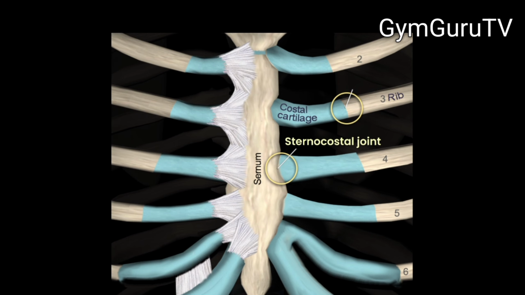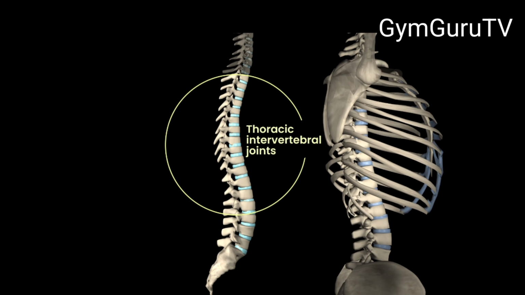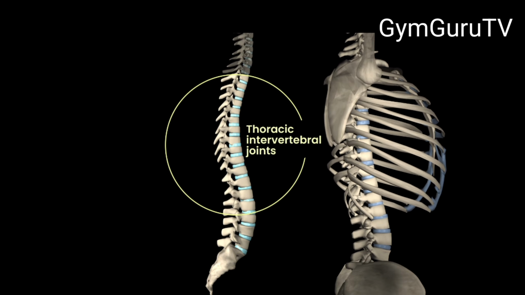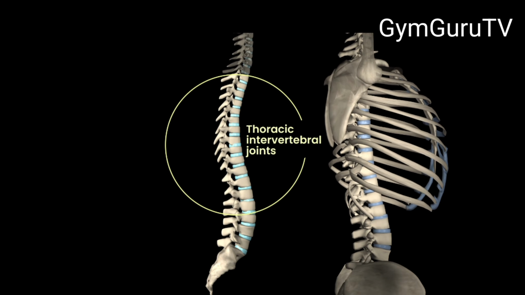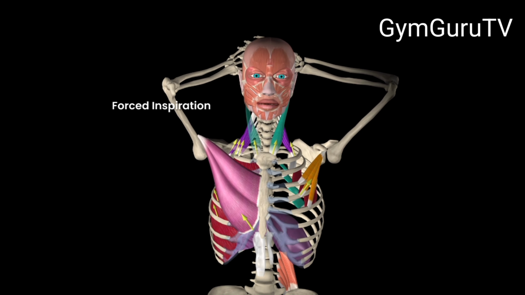A focused look at the sternocostal joints and costochondral joints. Other joints that participate in breathing are, of course, the thoracic spine vertebrae. Note, there are a few active joints that are not displayed in this video. A front view of the active muscles during focused inspiration.